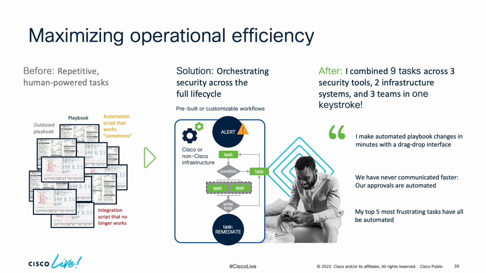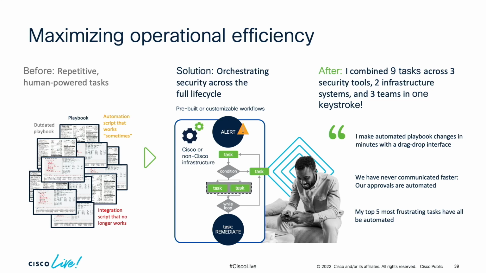So in comes SecureX orchestration. You can combine 9 tasks, 3 security tools, 2 infrastructure systems, 3 teams, and 1 keystroke. That is 365-day, 24/7 cloud-based automation, and that is a great tool to maximize your efficiency.